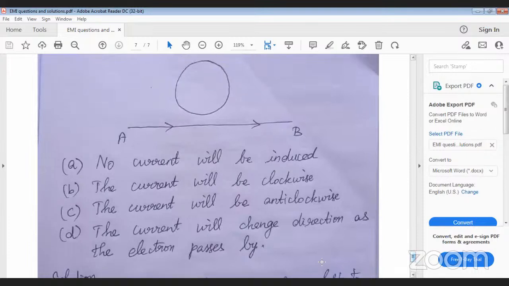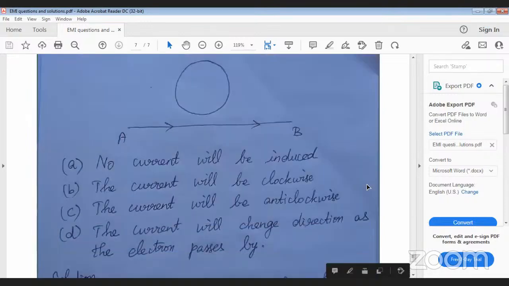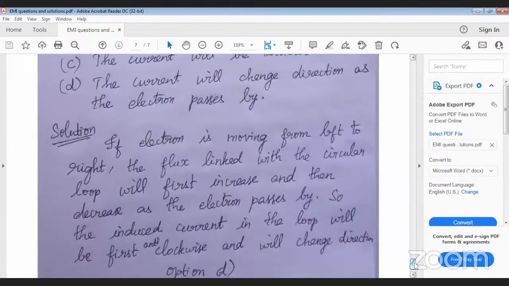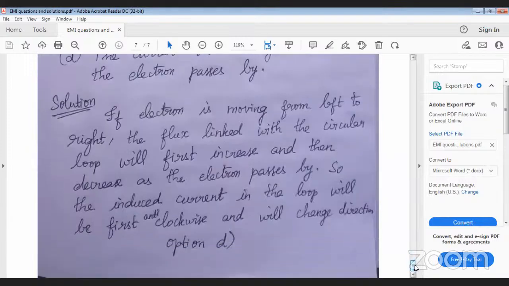This is the right option. That is option D. Okay, the current will change direction as the electron passes by. Option D is the right answer. I think you all can understand the solutions for this problem.